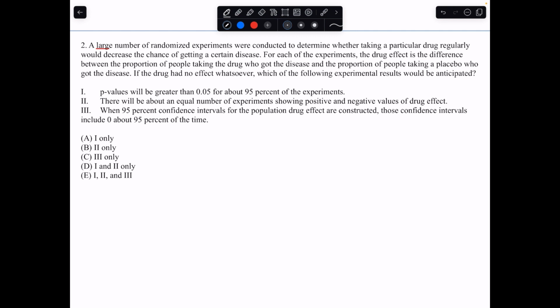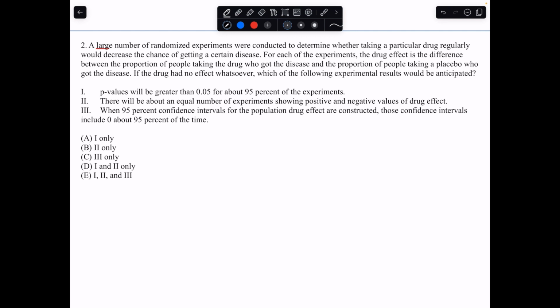Okay. So let's break this problem down. A lot of students find these types of problems challenging. We just have to break down each statement, look at it one by one, and you'll realize that this problem is actually not so bad.